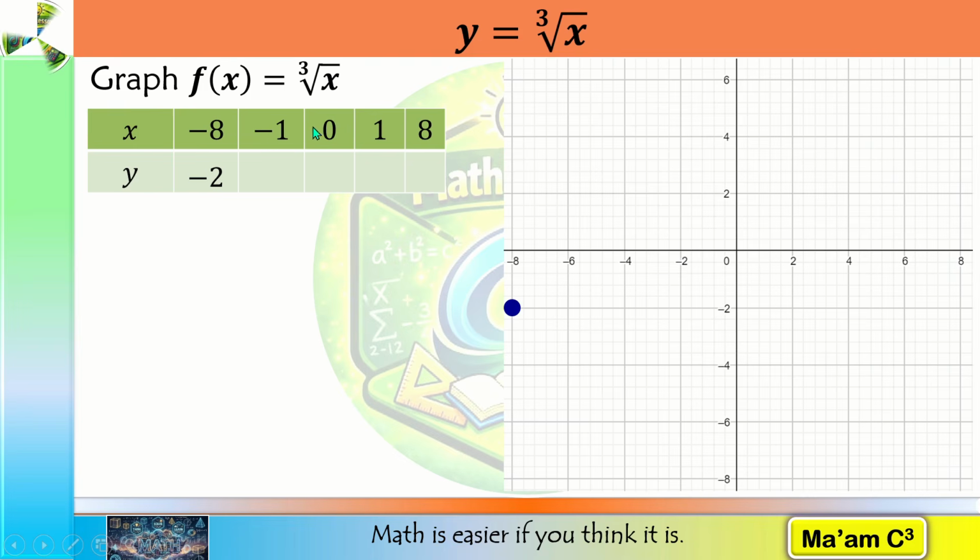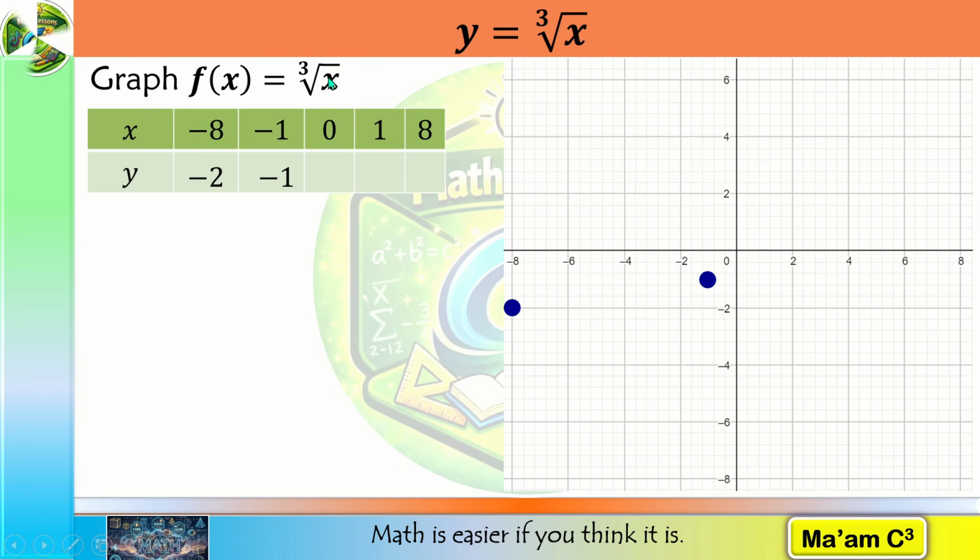Next, let's substitute negative 1 in here. The cube root of negative 1 is also negative 1. Negative 1, that is in between 0 and negative 2. And negative 1 again for y in between 0 and negative 2. So the point is in here.